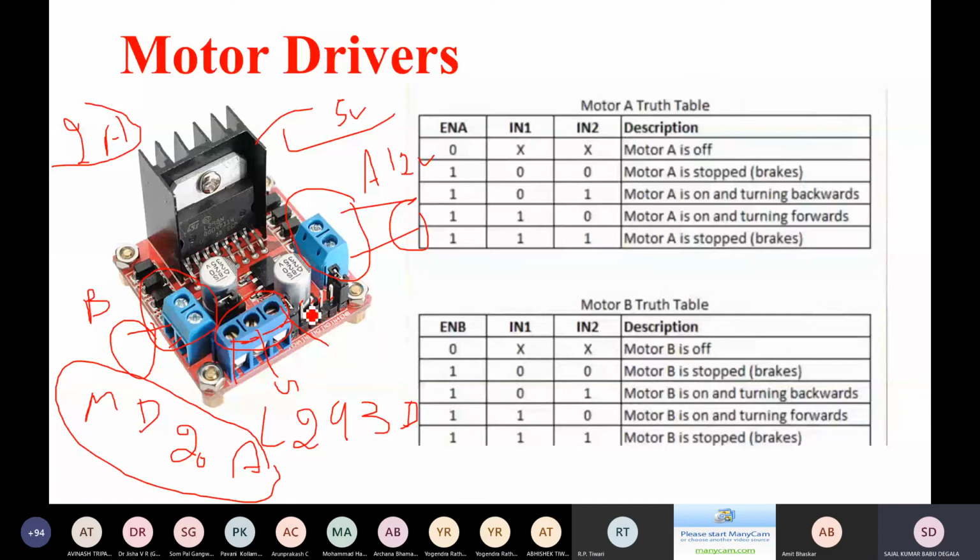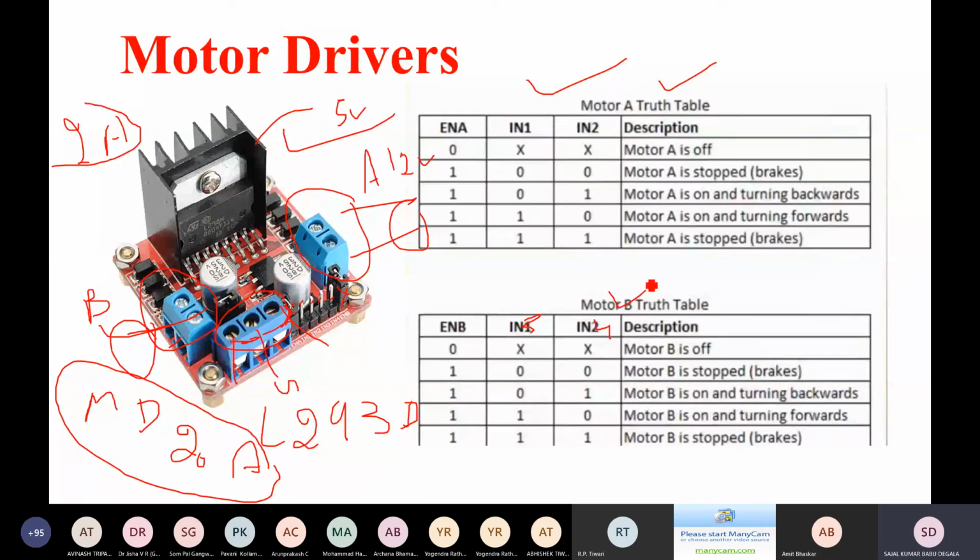And then how is this going to control it? You have 4 pins, IN1, IN2, IN3, and IN4. Let us divide them into 2 parts. IN1 and IN2 will be for controlling motor A, which is connected here. IN3 and IN4 are used for controlling motor B here. Then you also have enable pins. This is enable 1 and this is enable 2. So enable A will be for motor A and enable B will be for motor B.